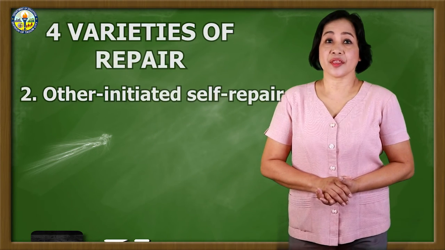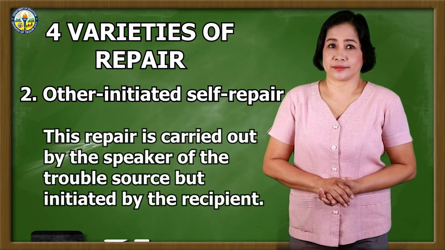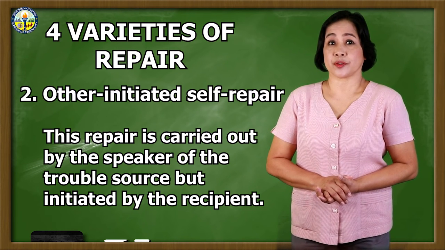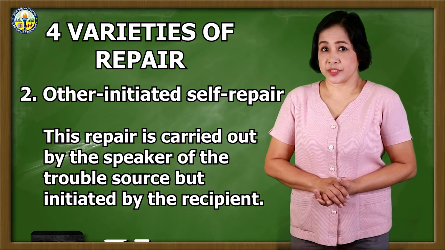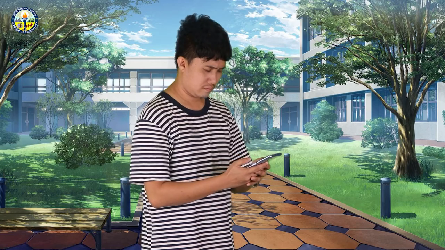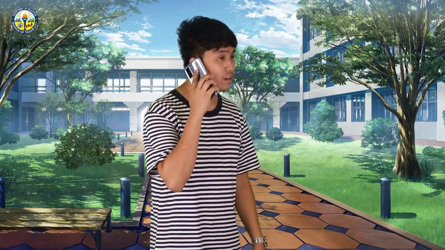Two, other-initiated self-repair. This repair is carried out by the speaker of the trouble source, but initiated by the recipient. Here is the example. I'm going to have my final examination next week. What? I said, I'm going to have my final examination next week.